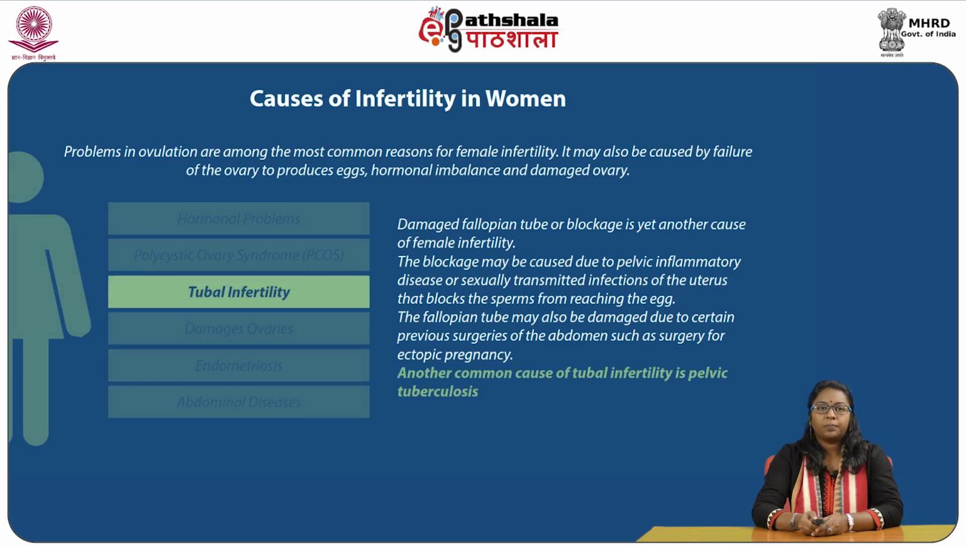Tubal infertility. Damaged fallopian tube or blockage is yet another cause of female infertility. The blockage may be caused due to pelvic inflammatory disease or sexually transmitted infections of the uterus that blocks the sperms from reaching the egg. The fallopian tube may also be damaged due to certain previous surgeries of the abdomen, such as surgery for ectopic pregnancy. Another common cause of tubal infertility is pelvic tuberculosis.